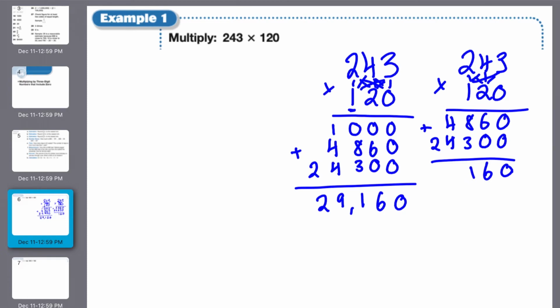It becomes 11. It becomes 9. Either way, you get the same answer. It's just what you prefer.